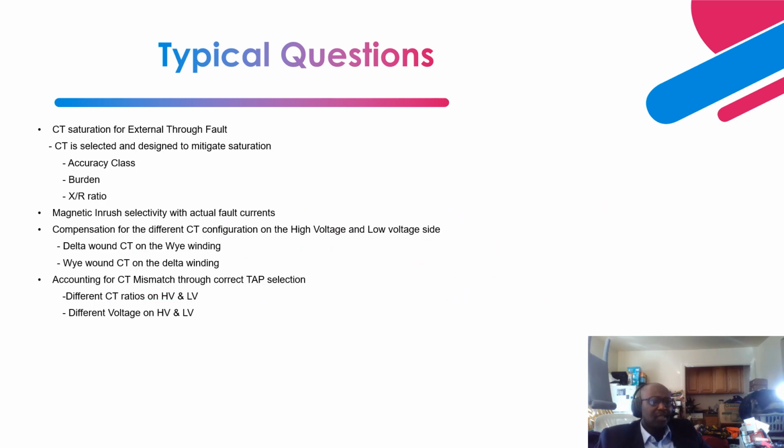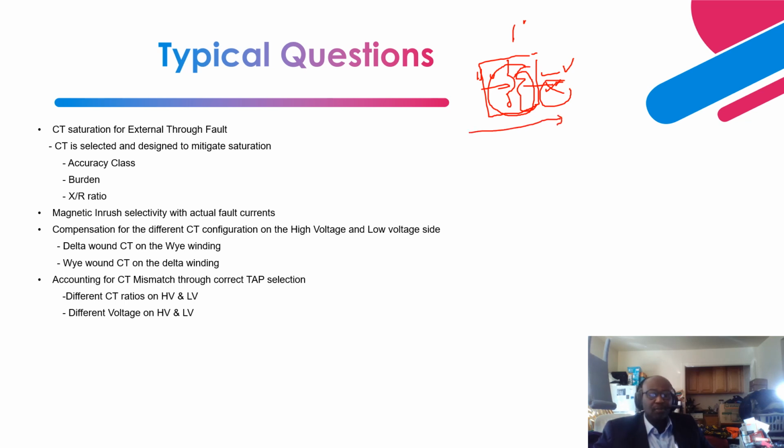Okay, so the first one is CT saturation for an external through fault. The CT that you select shouldn't saturate if you have an external fault, right? You have a transformer, you have the high voltage side and the low voltage side. For a through fault that is external to the protection zone, the differential protection is looking for the internal side, not external, right? If you have a fault on the low voltage side, what is going to happen? It's going to be a huge through fault, and that huge through fault can saturate the CTs.